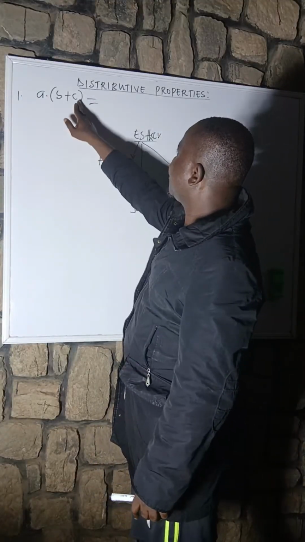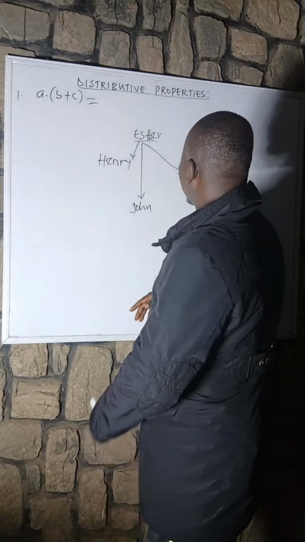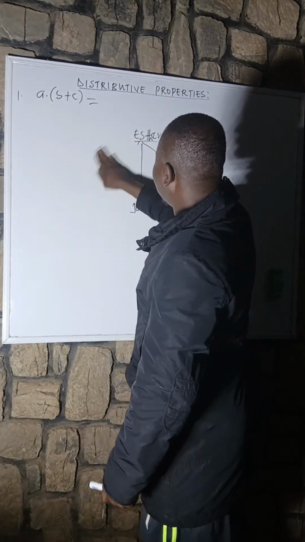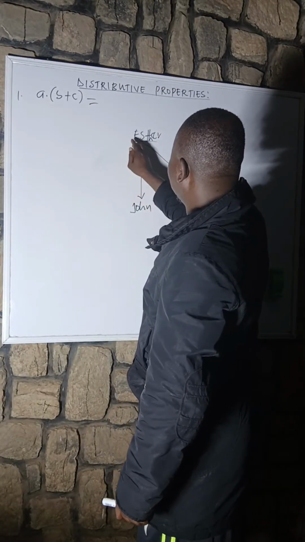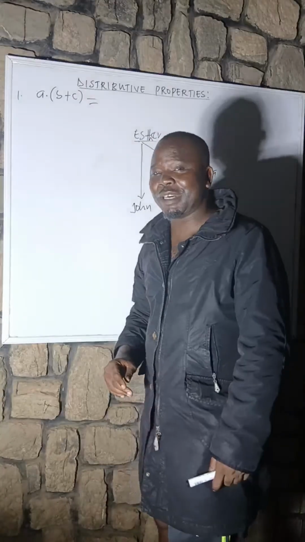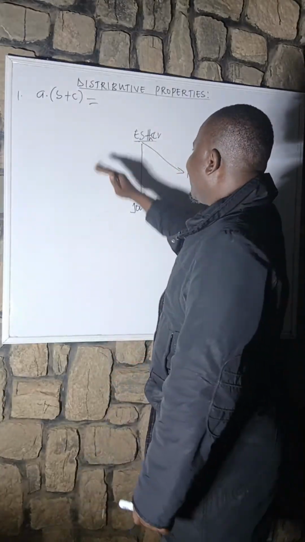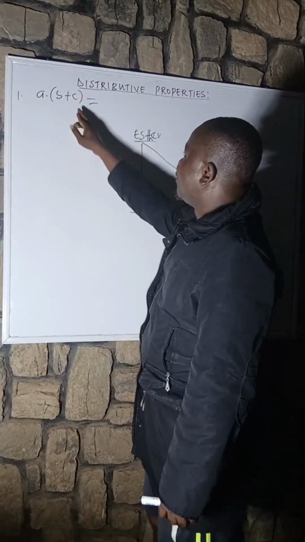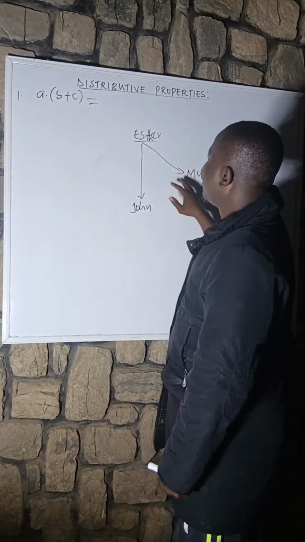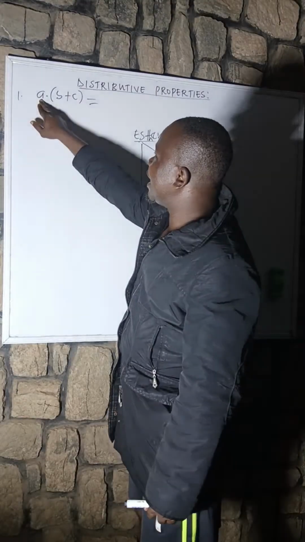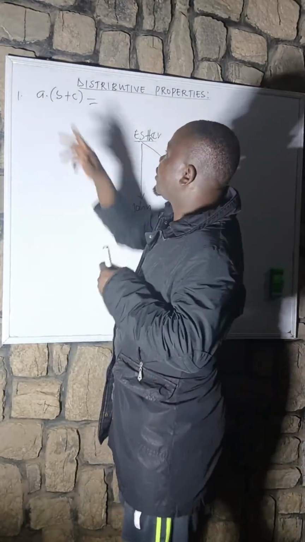Yes. We have two variables here, B and C. We can now distribute, since we have two variables here. So this A is Esther. Look at how Esther wants to distribute.